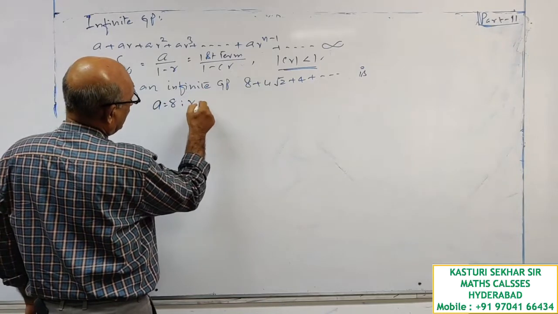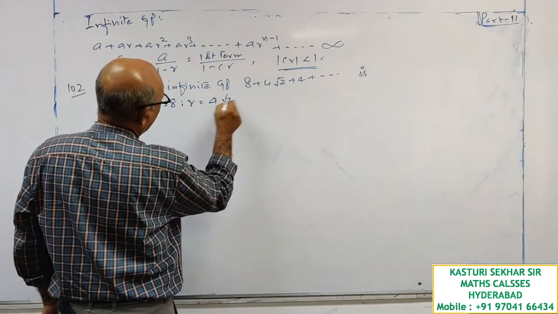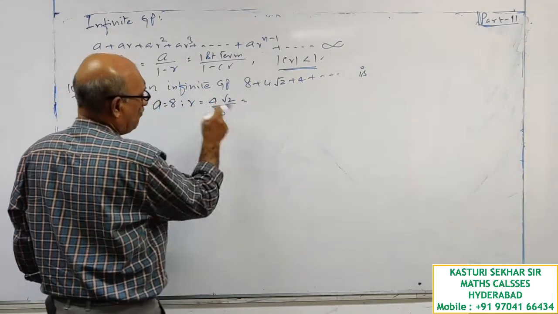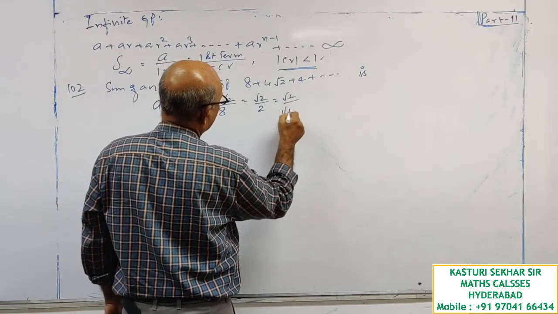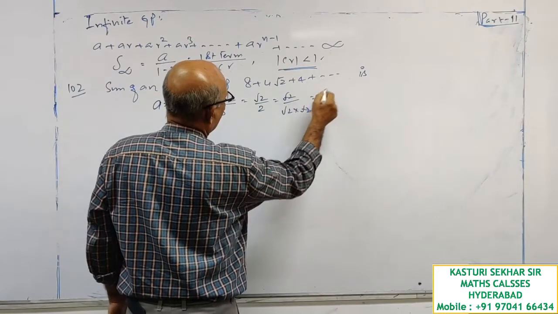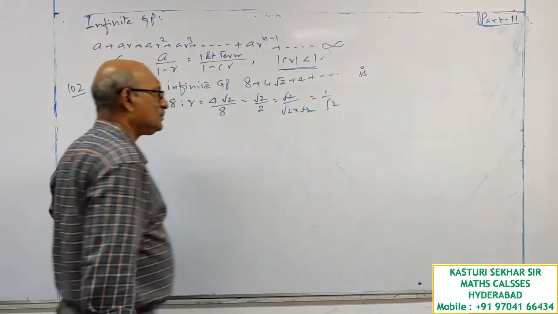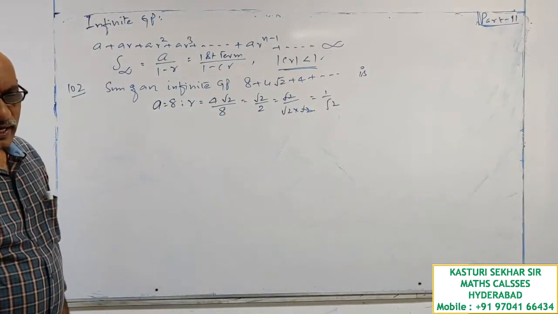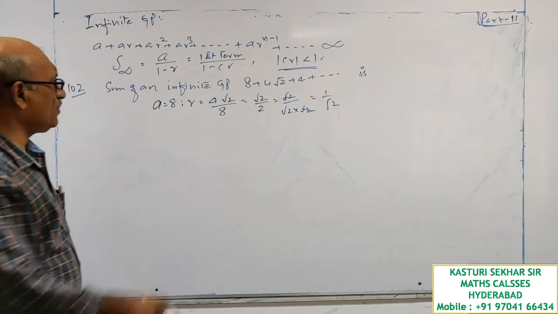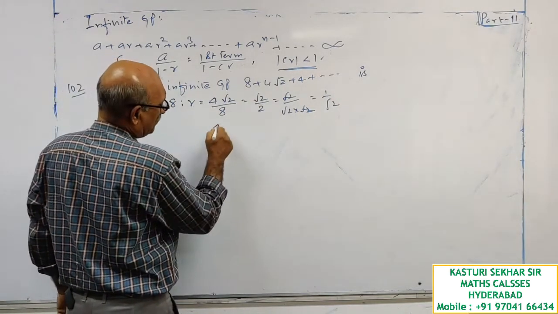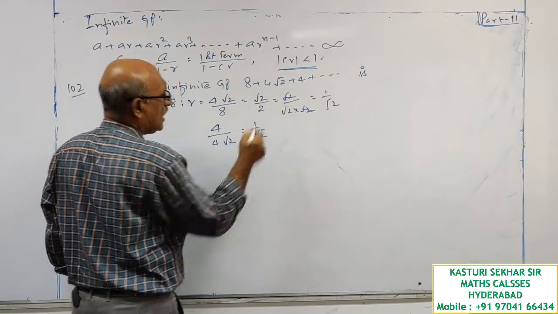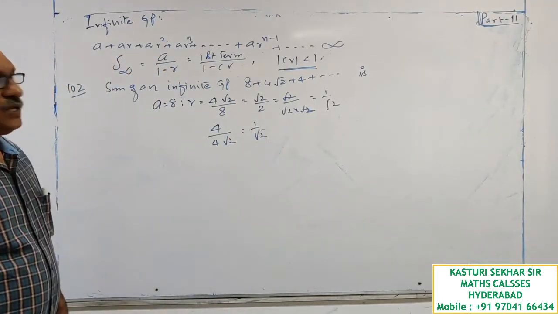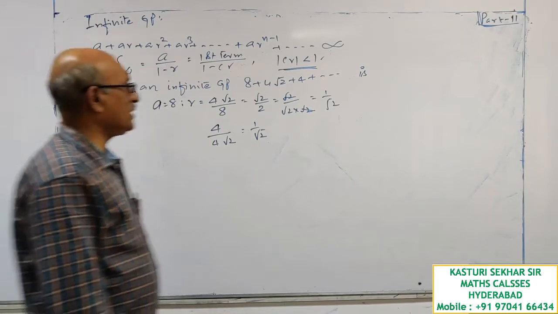A is equal to 8. Common ratio: second term divided by first term. 4 root 2 by 8, 4 will go 2 times, 1 by root 2. Second term divided by first term is equal to 1 by root 2. Let me check third term divided by second term: 1 by root 2. Common ratio is same, so it is in geometric progression.